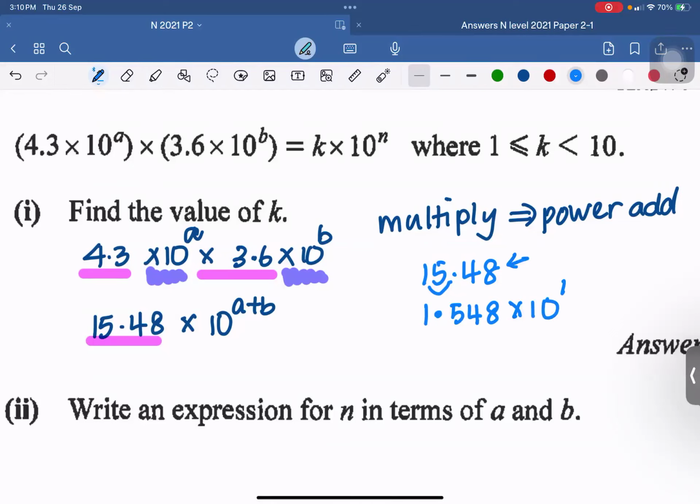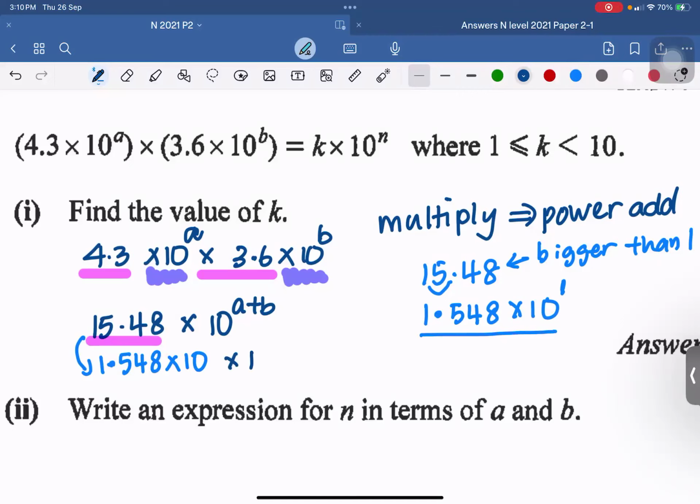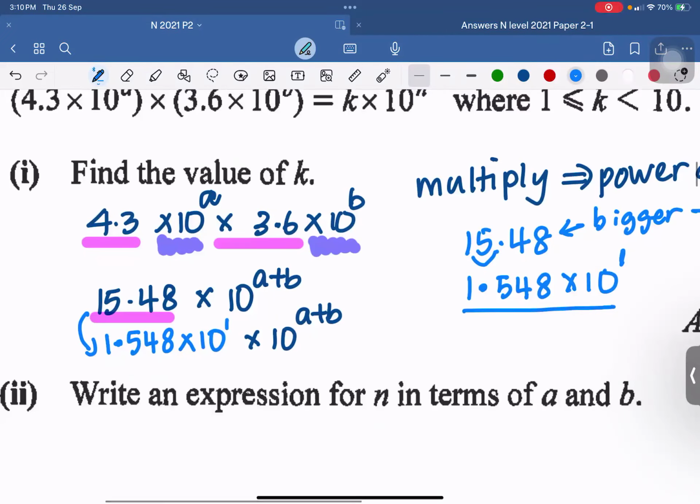This is a number bigger than 1, so the power is positive. So this is positive 1. So now I have 15.48 in standard form is this. I'm going to replace it with 1.548 times 10. Then my original is times 10 to the power a plus b. Do you understand this portion so far?